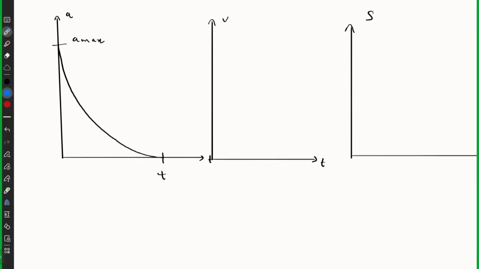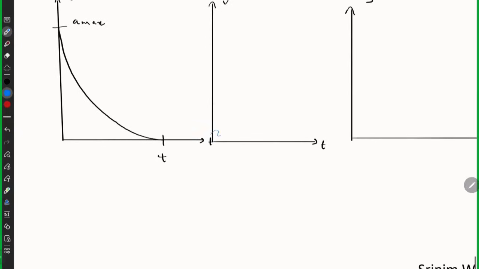Now, if the acceleration decreases, the gradient of the velocity time graph gives you what? Acceleration, right? If the acceleration decreases, that means the gradient of the velocity time graph has to decrease. Yeah, exactly. But you're starting with a 0 velocity, right? Then the acceleration keeps on decreasing.